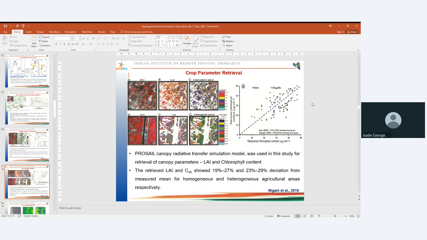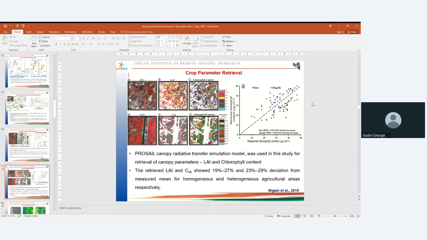It has also been used for the estimation of crop parameter retrieval. There are certain canopy radiative transfer simulation models, which were used in the study for retrieval of canopy parameters. Mainly the canopy parameters widely used in remote sensing communities are LAI, that is the leaf area index, and the chlorophyll content, because the reflectance pattern from an area, the yield, the net primary productivity, and the crop production are mainly dependent on the LAI as well as the chlorophyll content.